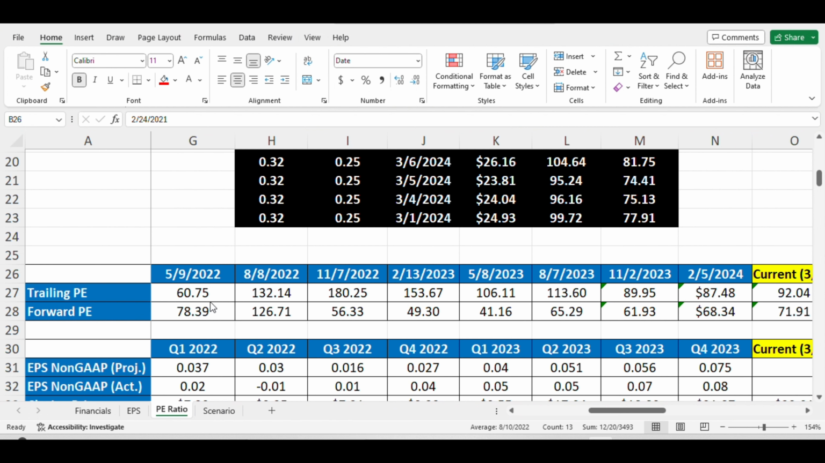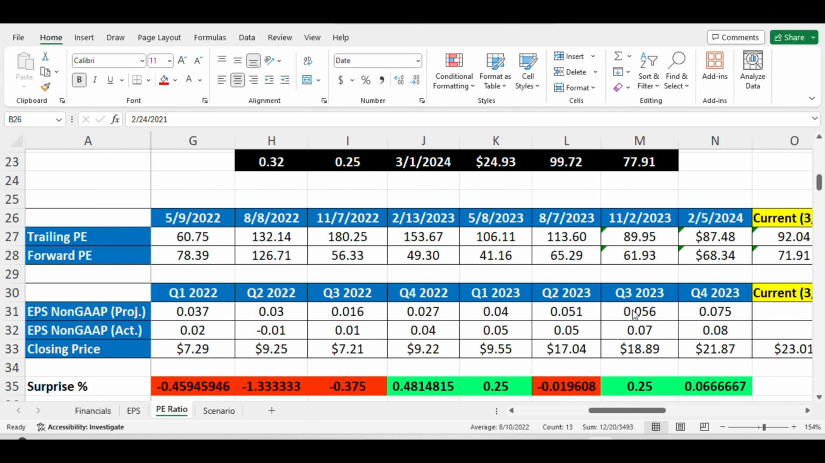I also have this table. This contains the trailing PE and forward PE for the last 12 quarters. And I also have the EPS actual versus projected and the closing price for the last 12 quarters. In order to be consistent, I'm capturing the earnings on the same day when the earnings was released for the same quarter. You see, these are the dates when earnings was released.